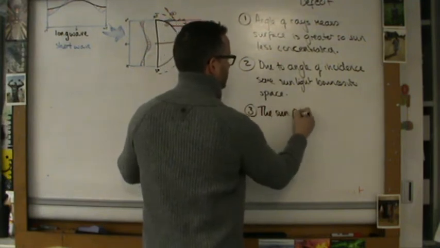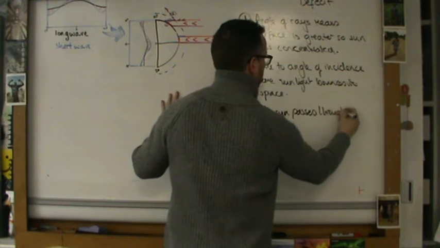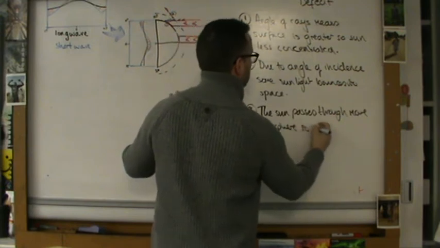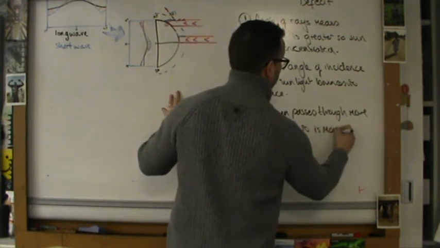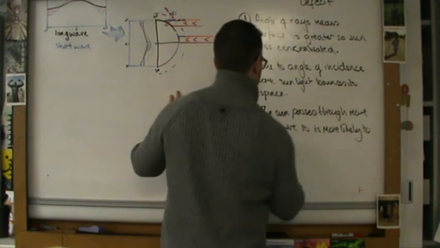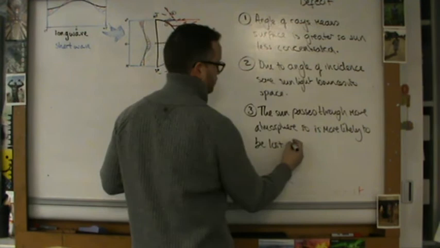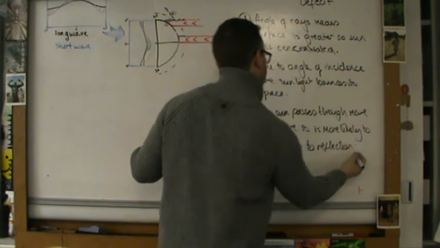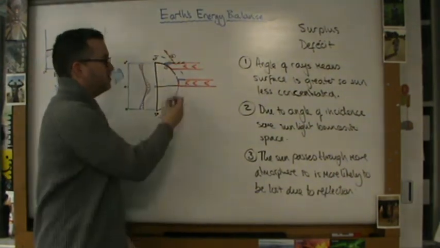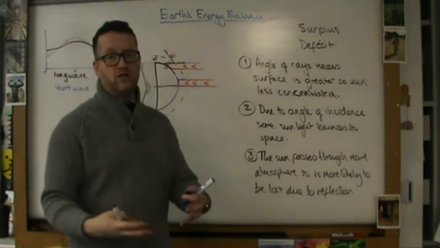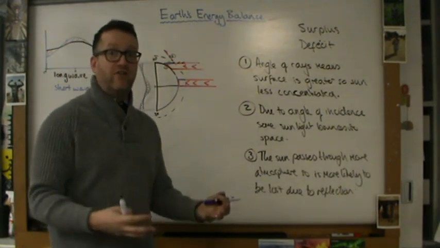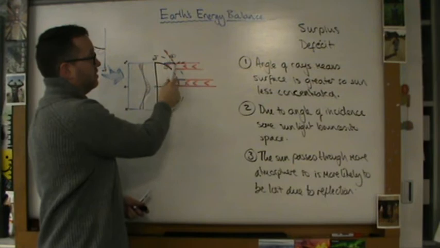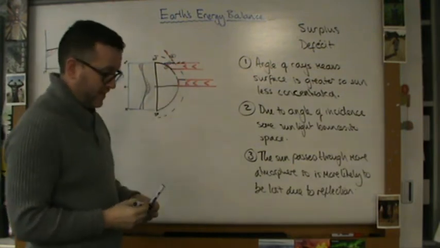The sun passes through more atmosphere, so is more likely to be lost due to reflection. In other words, there's more opportunities for the sunlight to hit a cloud or a particle of dust or gas or any reflective surface and get bounced back into space, because there's physically more atmosphere between the sun reaching our atmosphere and then reaching the surface of the planet.